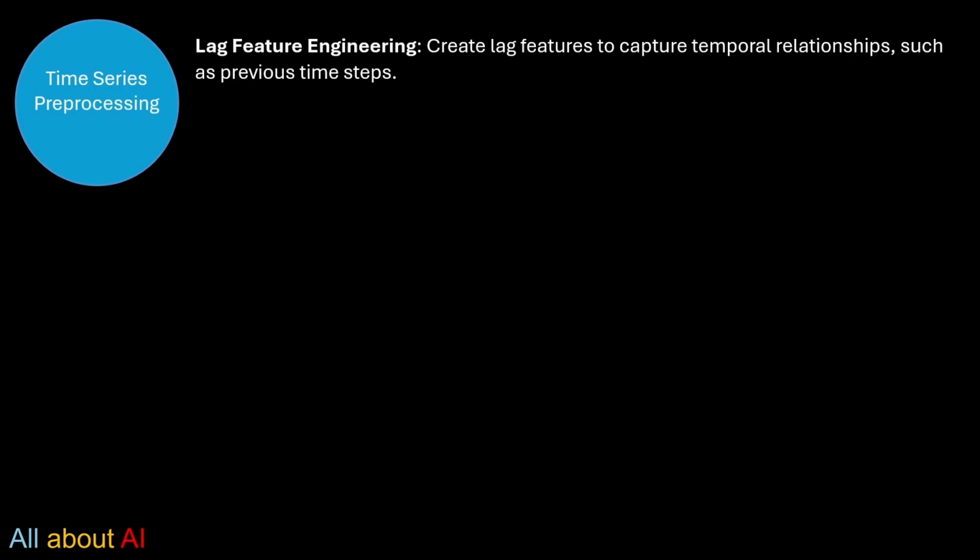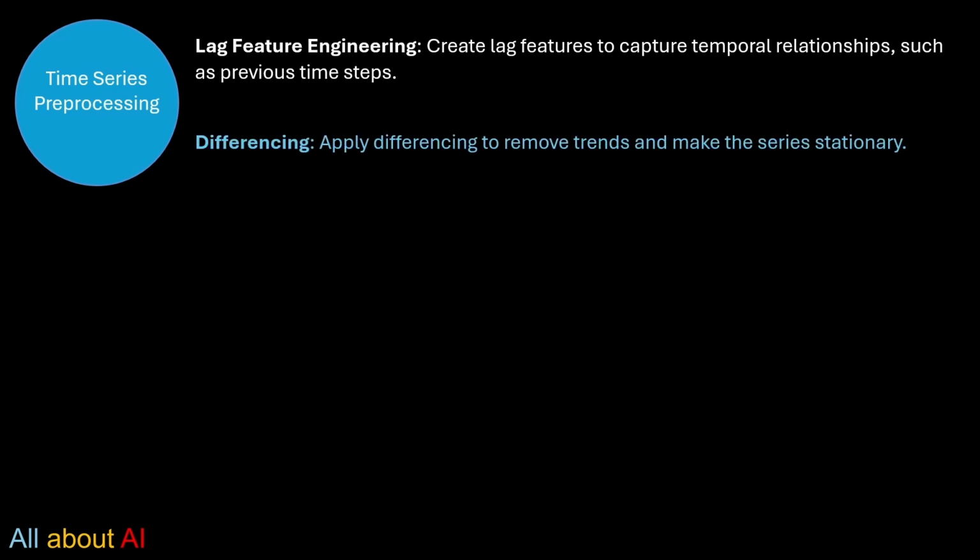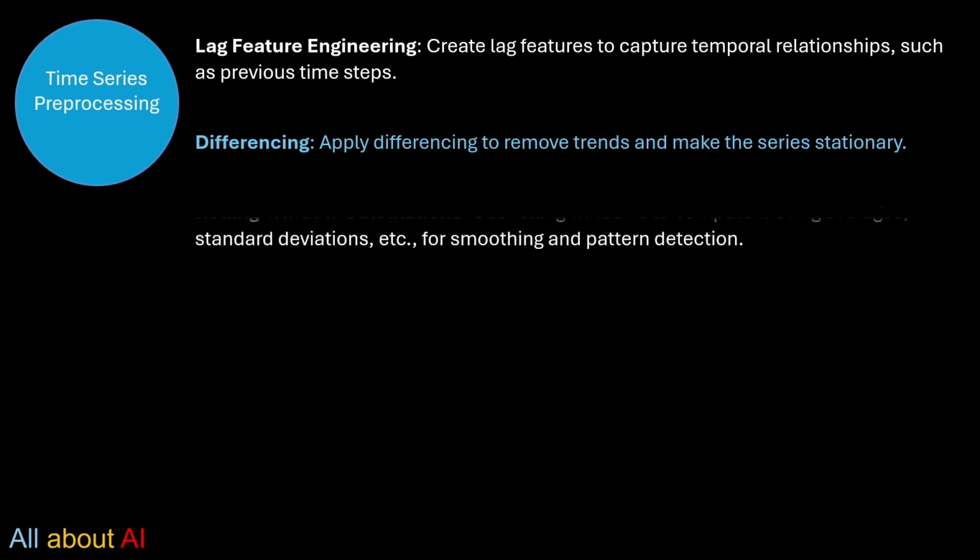Next, we will look at time series preprocessing. Time series preprocessing is a little bit unique compared to all other processing, and different things are done to ensure data is processed correctly. Lag feature engineering: create lag features to capture temporal relationships with previous timestamps. Differencing: apply differencing to remove trends and make the series stationary. So differencing ensures there is no relationship between two data points.